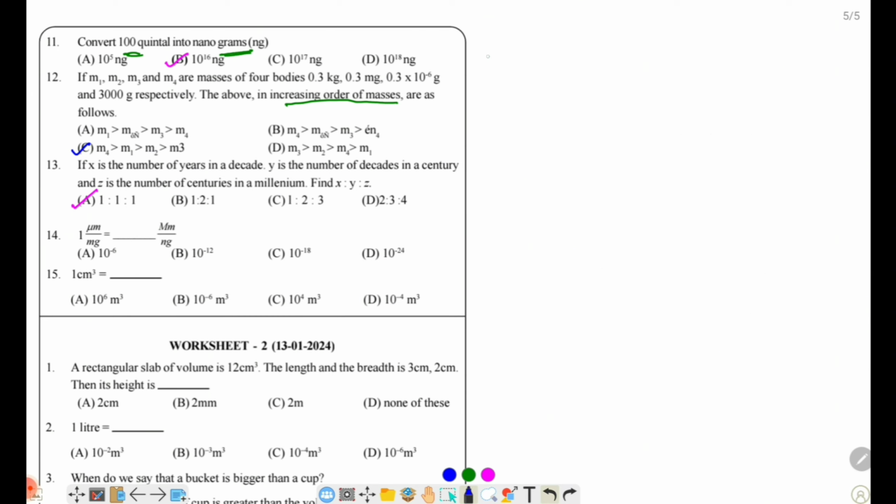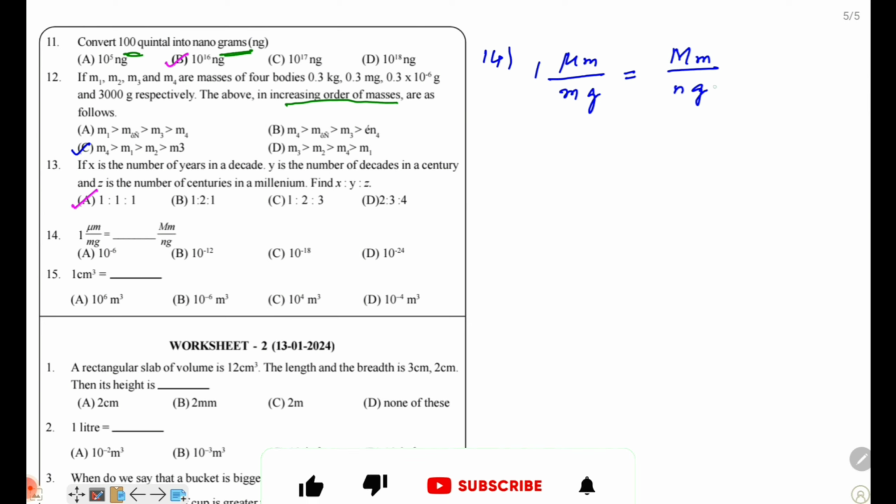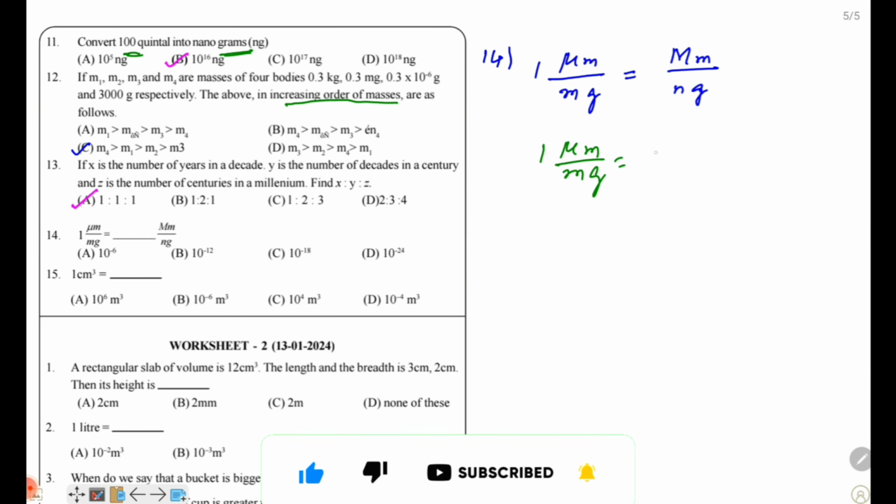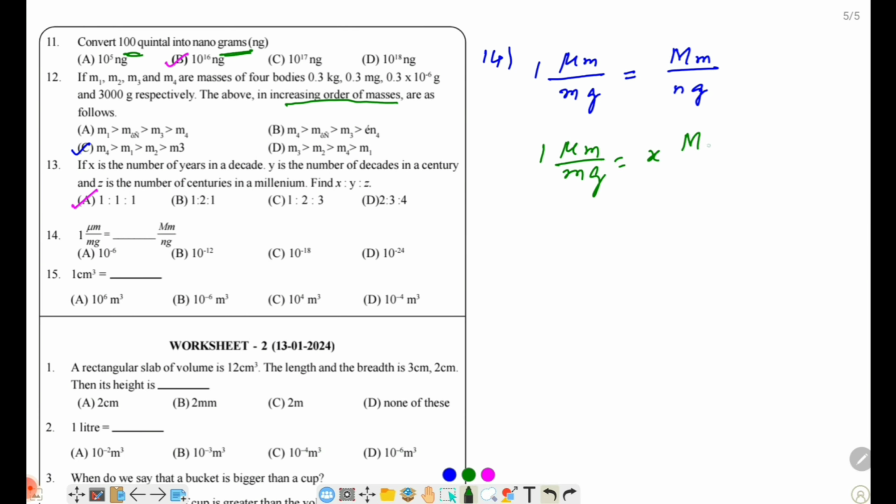Let's see question number 14. 1 micrometer divided by milligram is equal to x megameter divided by nanogram. So remember how to read all these things. So 1 micrometer by milligram is equal to x megameter by nanogram.